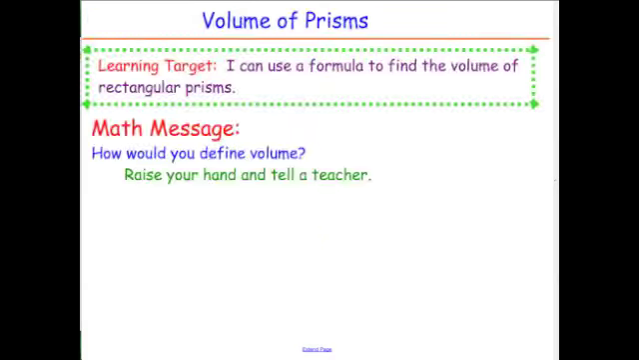Today we're going to be learning about the volume of prisms. Our learning target is I can use a formula to find the volume of rectangular prisms.